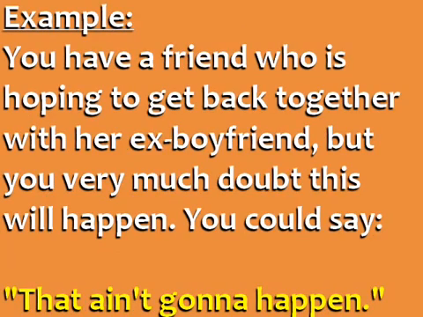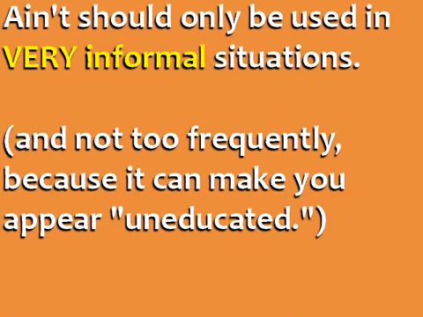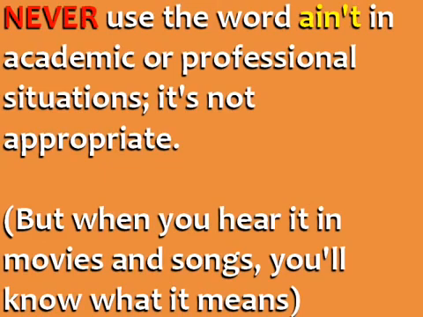Here's an example from informal spoken English. Imagine you have a friend who is hoping to get back together with her ex-boyfriend, but you very much doubt this will happen. You could say, "That ain't gonna happen," which means that isn't going to happen. Ain't should only be used in very informal situations, and most people don't use it too frequently because it can make you appear uneducated. Never use the word ain't in academic or professional situations. It's not appropriate. But now, when you hear the word ain't in movies and songs, you'll know that it means isn't, am not, or aren't.